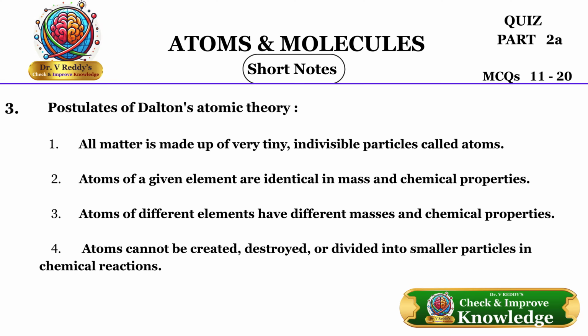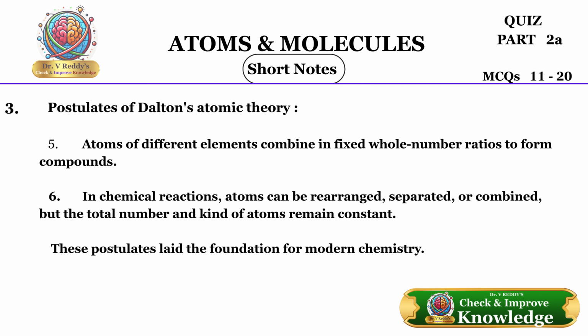4. Atoms cannot be created, destroyed, or divided into smaller particles in chemical reactions. 5. Atoms of different elements combine in fixed whole number ratios to form compounds. 6. In chemical reactions, atoms can be rearranged, separated, or combined, but the total number and kind of atoms remain constant. These postulates laid the foundation for modern chemistry.